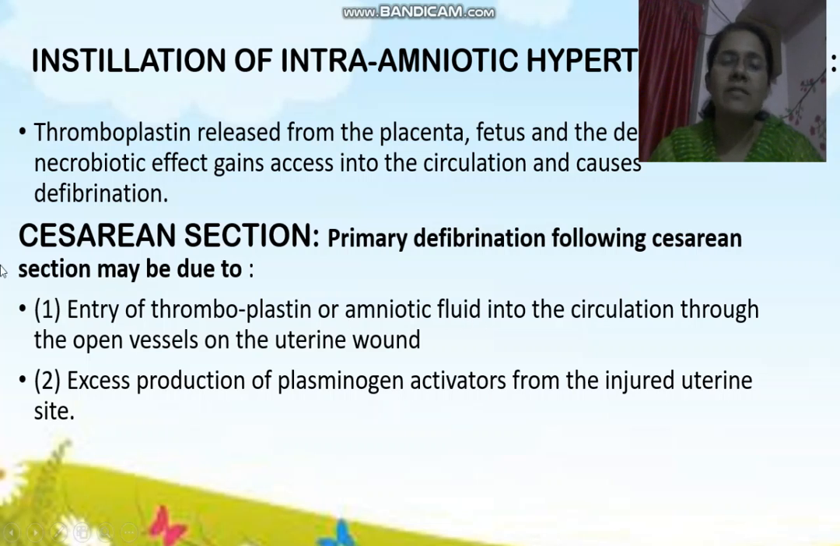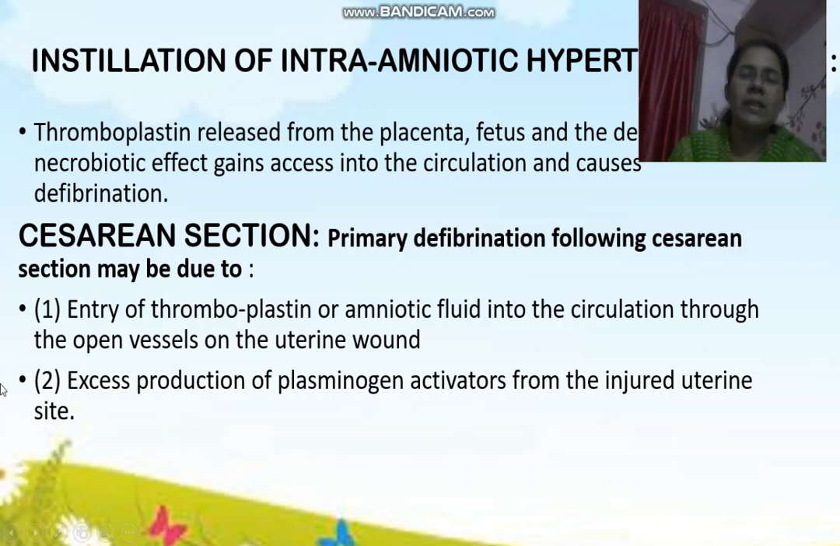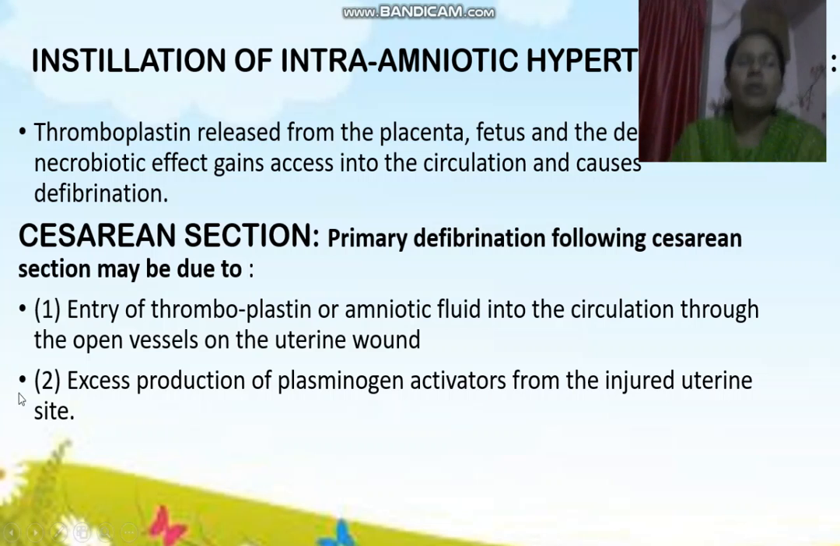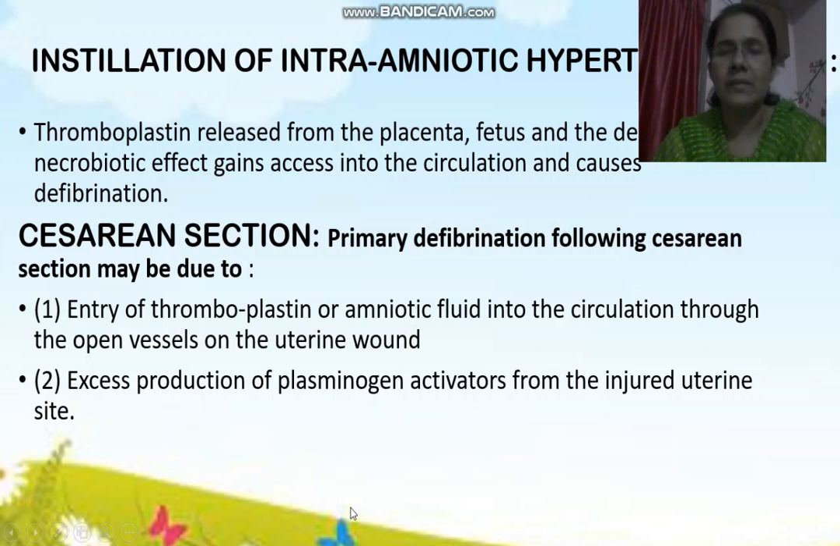There may be accidental injury to the blood vessels, and this amniotic fluid or thromboplastin may enter the circulation through the open vessels on the uterine wound, and also from the excess production of plasminogen activators from the injured uterine site. So these two factors cause primary defibrination when there is a cesarean section.